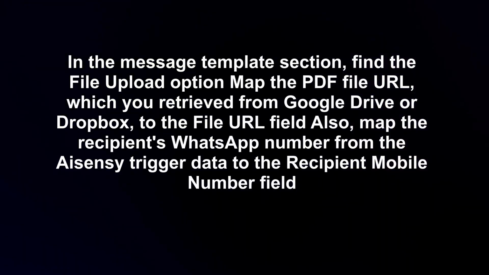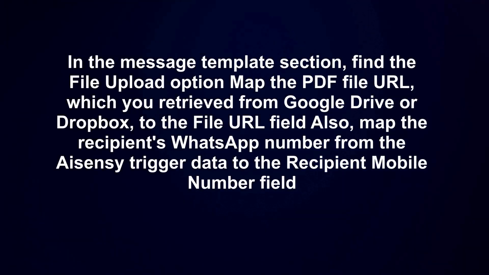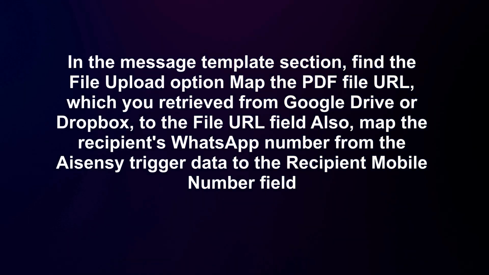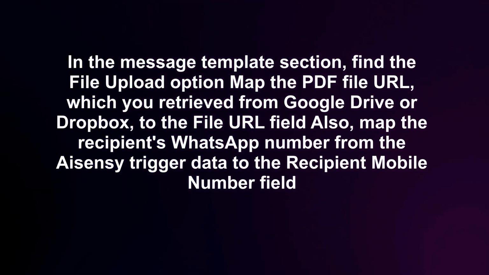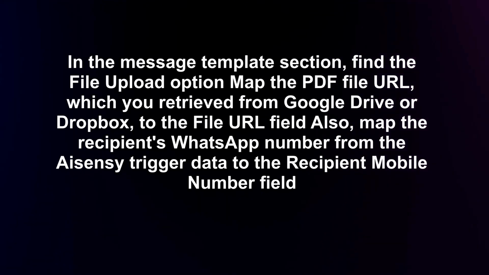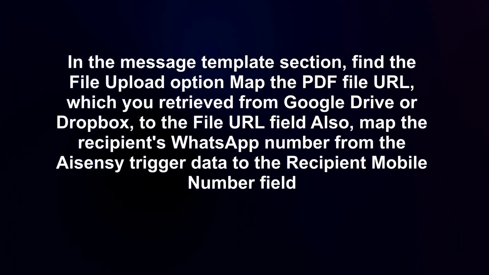In the message template section, find the File Upload option. Map the PDF file URL, which you retrieved from Google Drive or Dropbox, to the file URL field. Also, map the recipient's WhatsApp number from the Aisensy trigger data to the recipient mobile number field.